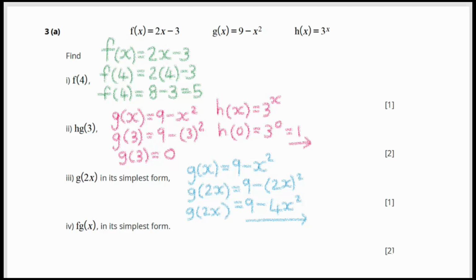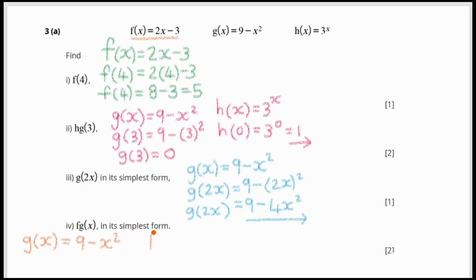Now let's move on to the last part of this question for A. Now we are finding fg of x. This means we do g first and then we substitute the answer into f. So what we are going to do first is we are going to write down g of x. So we have g of x, and g of x is equal to 9 minus x squared. Now we substitute this entire expression into f. Now remember, f of x is equal to 2x minus 3.